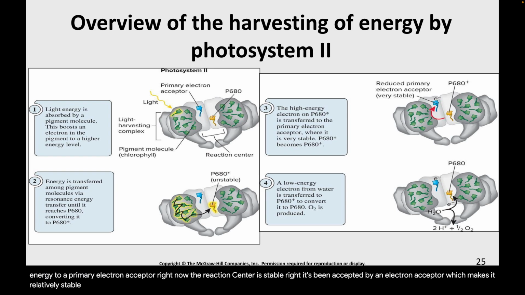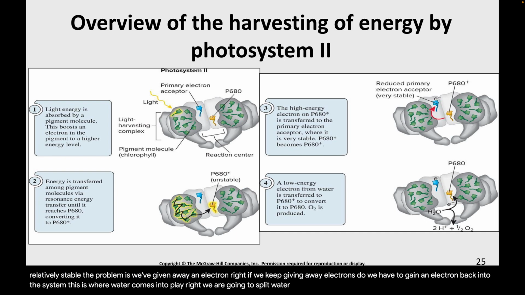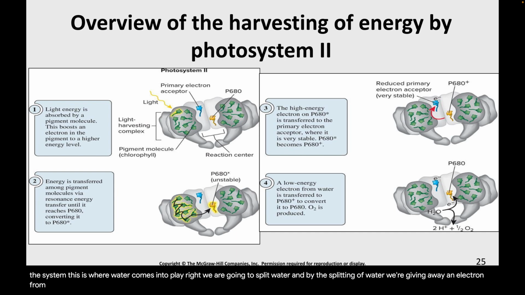The problem is, we've given away an electron. If we keep giving away electrons, there's going to be no more electrons to excite. So we have to gain an electron back into the system. This is where water comes into play. We are going to split water, and by the splitting of water, we're giving an electron from our water molecule back into our photosystem. And in the process, we're creating oxygen, some hydrogen ions, and oxygen.